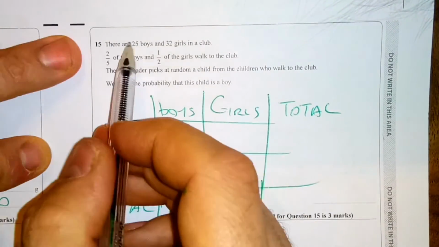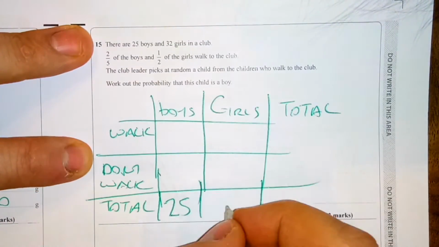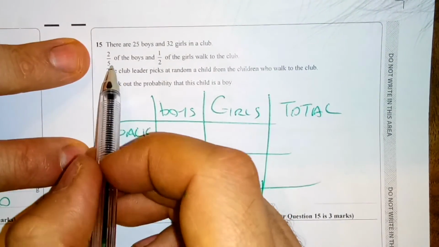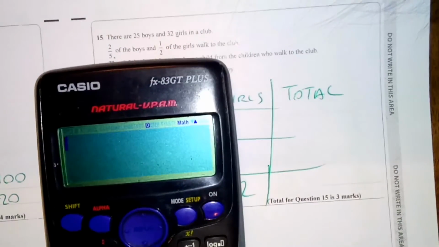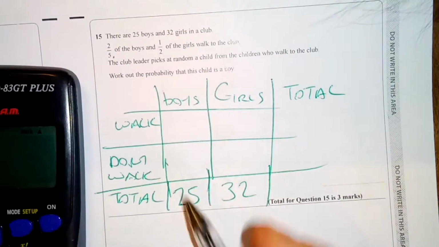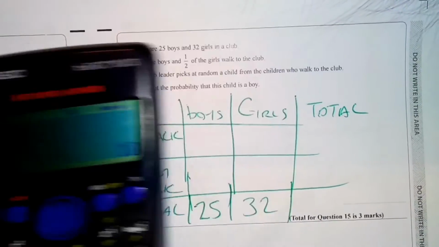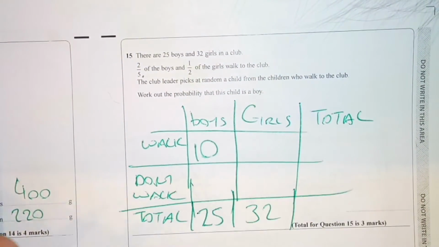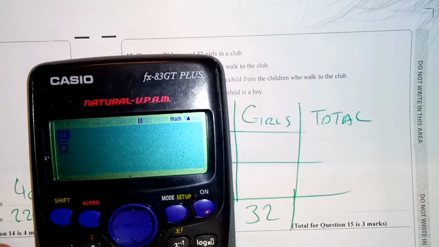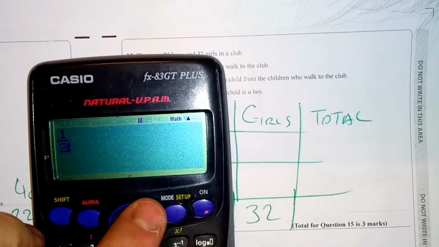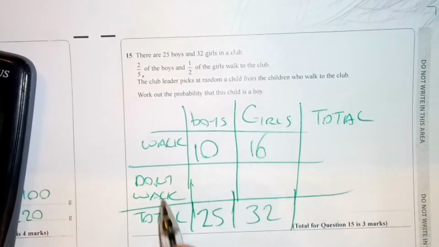And we fill in what we can fill. 25 boys and 32 girls. So it's going to be total girls. 2/5 of the boys walk. So I can put 2/5 of the boys, and the boys is 25. That is 10. Okay. Half of the girls walk as well. So I can put half of 32, 16.